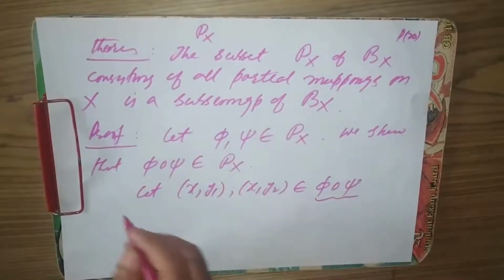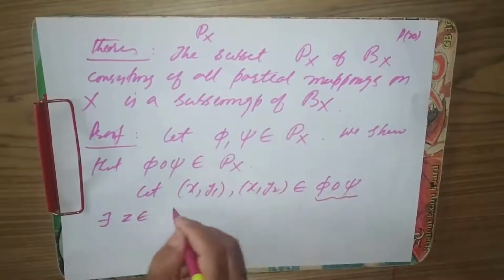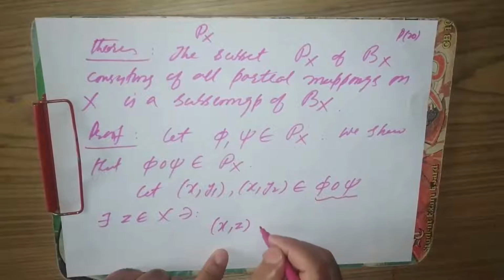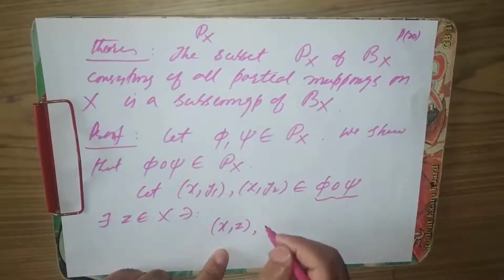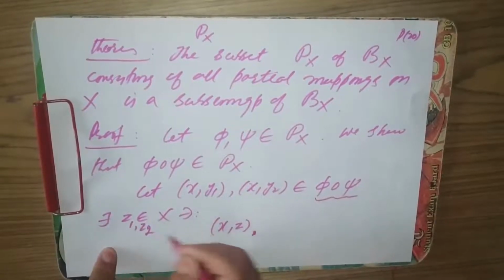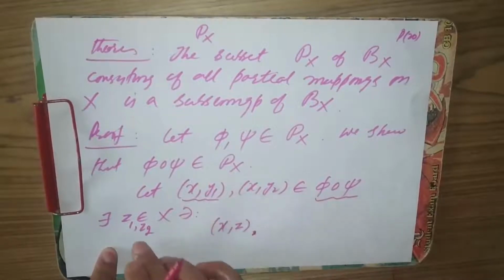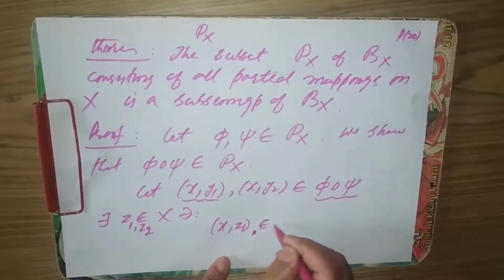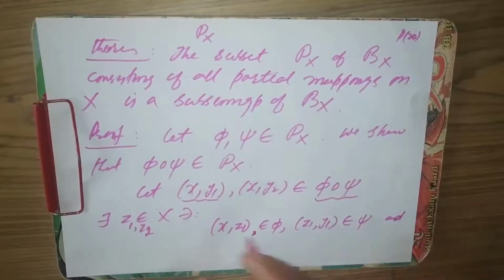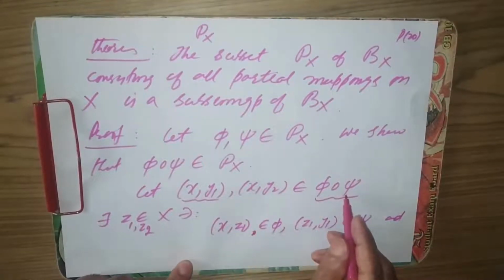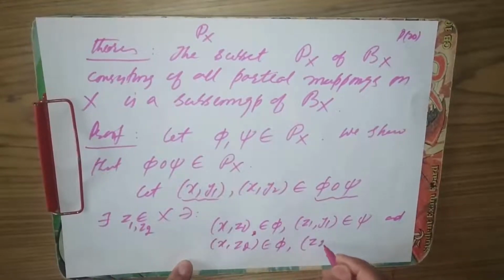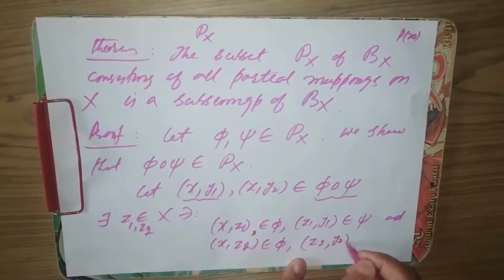Now, by definition of composition, there exists z such that (x, z) belongs to phi and (z, y) belongs to psi. For this there exist z1 and z2, because we have two ordered pairs. For the first ordered pair, I can find z1 such that (x, z1) belongs to phi and (z1, y1) belongs to psi. And next, since (x, y2) belongs to phi composition psi, I can find z2 such that (x, z2) belongs to phi, and (z2, y2) belongs to psi.